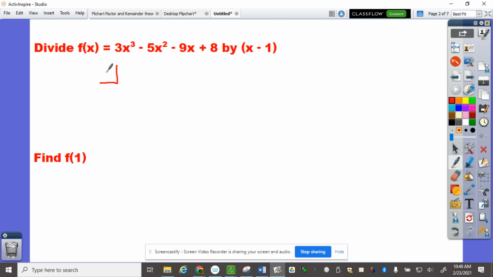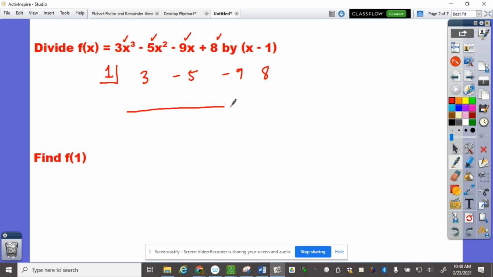The in-house number here will be 1, because x minus 1 equal to 0 gives x equal to 1. We all know that. And the dividend is already in standard form, so I can write 3, negative 5, negative 9, 8. There's no missing power for a term.